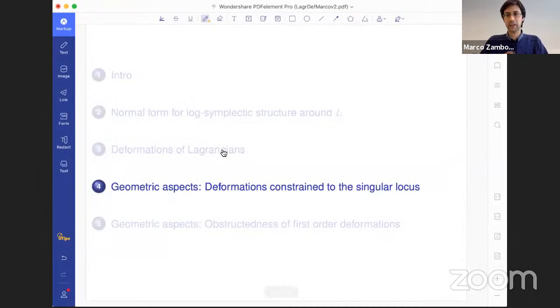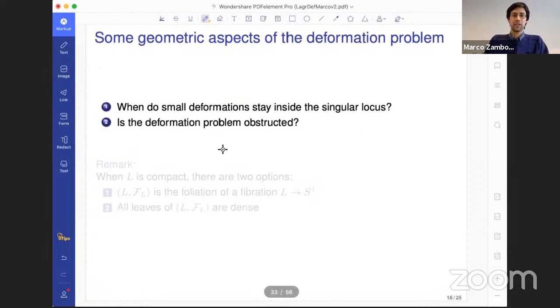Now, I think I have roughly 25 minutes, so I can focus on the geometric consequences of what we did so far. We look at two questions. The first question, which is very specific to this case of log-symplectic geometry, is the following. We started with a Lagrangian submanifold inside the singular locus. Now I want to look at the Lagrangian submanifolds that are nearby, in the C1 sense. One can wonder whether there are nearby Lagrangian submanifolds that are not contained inside the singular locus. In other words, can you push L outside of the singular locus, completely, or maybe even just partially?